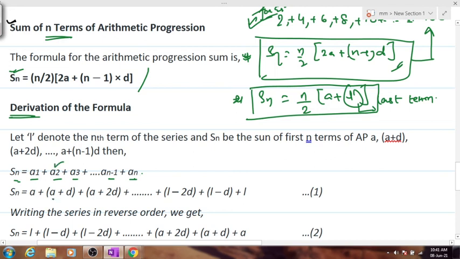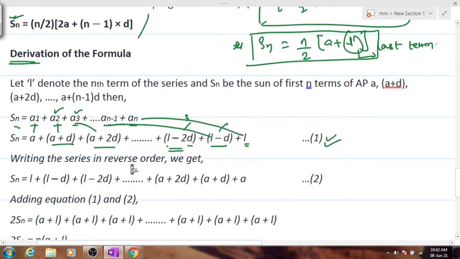A2 we know is a plus d, a3 is a plus 2d and so on. L is your last term, so the second last term is L minus d, and the third last term is L minus 2d. Is the first equation clear to everyone? Just the formulas written, nothing else.